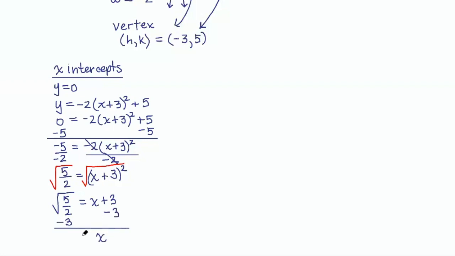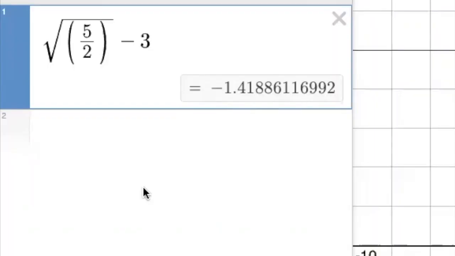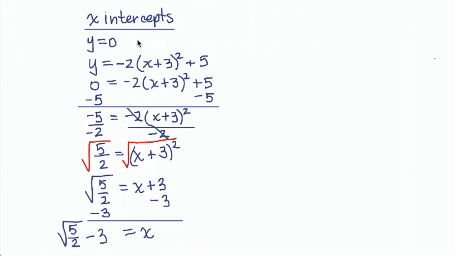x is going to equal the square root of 5/2, and then take away 3. And this will be a decimal, so at this point you would probably pick up your calculator and type that in, and we'll say it's approximately 1.4. So x is approximately 1.4. So I do have an x-intercept this time.